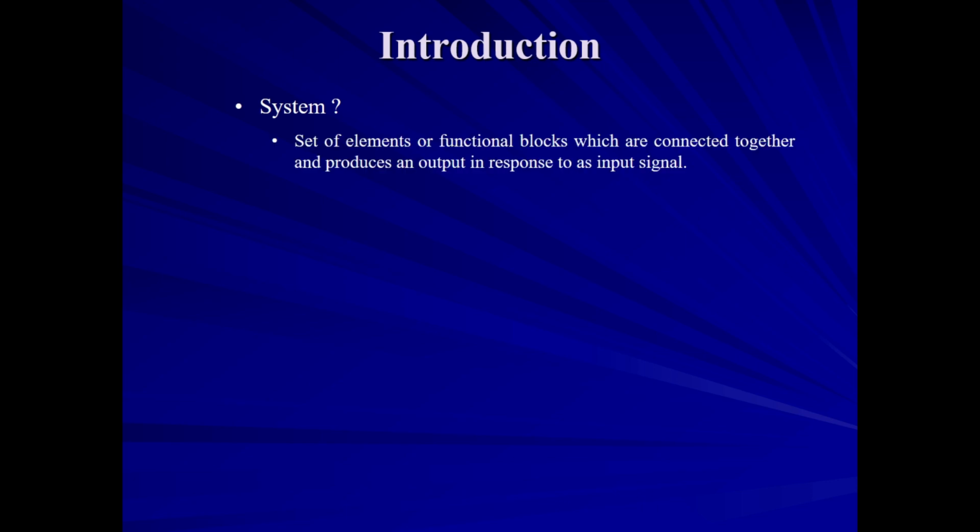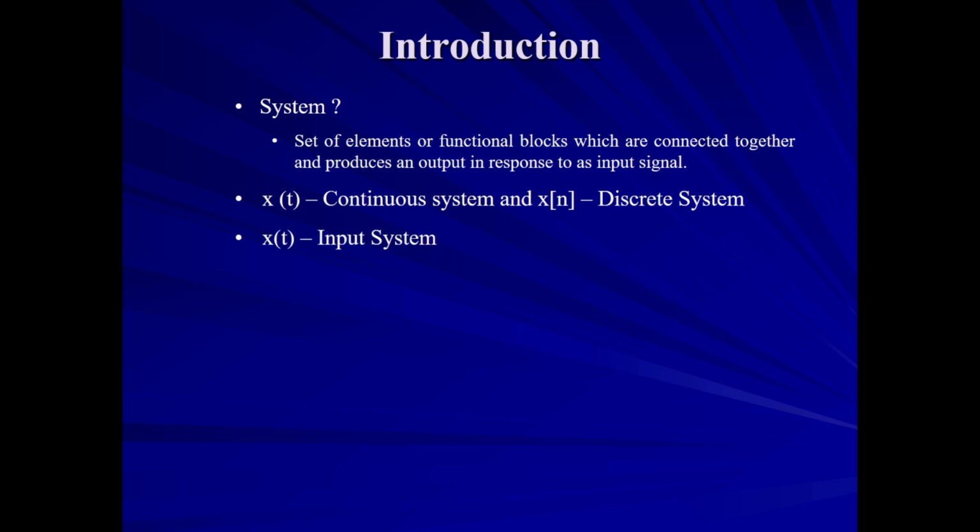First, introduction. So what is a system? A system is defined as a set of elements or functional blocks which are connected together and produce an output in response to an input signal. Some of the nomenclature: x of t, that is t in parentheses, represents a continuous system, and x of n, that is n in square brackets, indicates a discrete system.